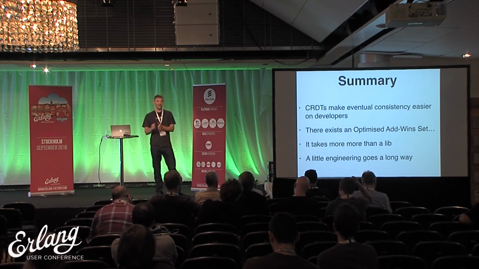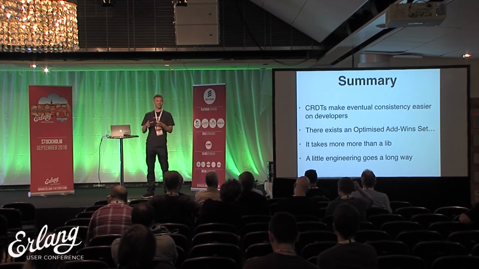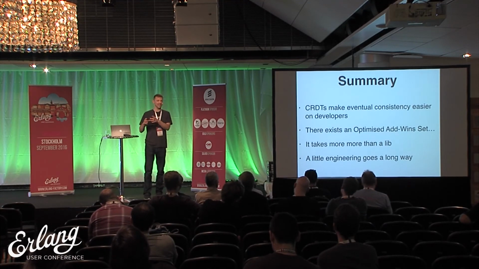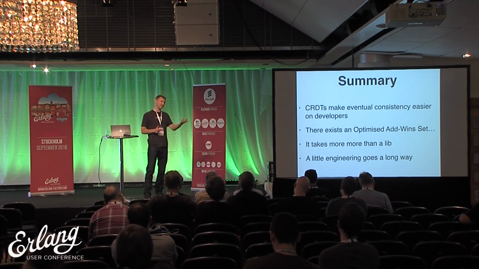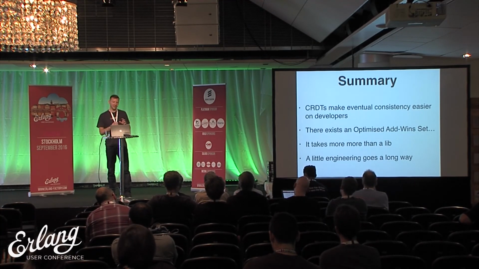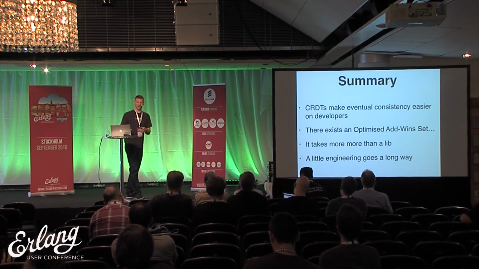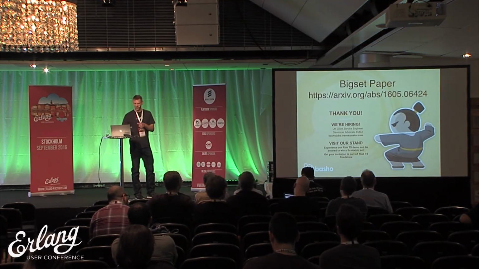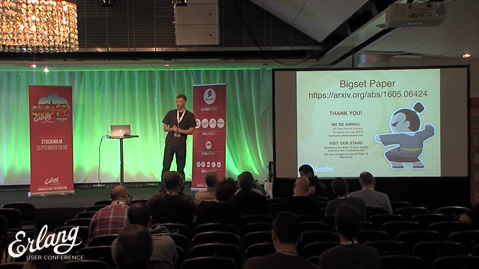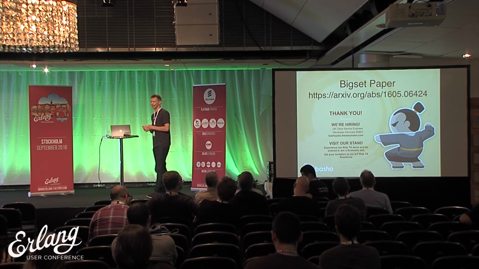It takes more than a paper, and it takes more than a library. You have to really think about how the properties fit in the system you're making. So CRDTs in a database are very different from CRDTs for points of presence and different kinds of products. And a little engineering goes a long way and gives you an awful lot of opportunities. So if you want to read more, we have a paper up on arXiv that we presented at PaPoC that gives you more detail about how Big Set works.